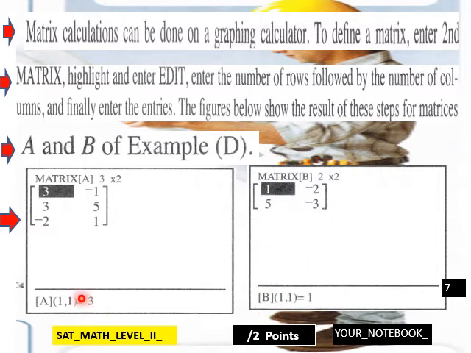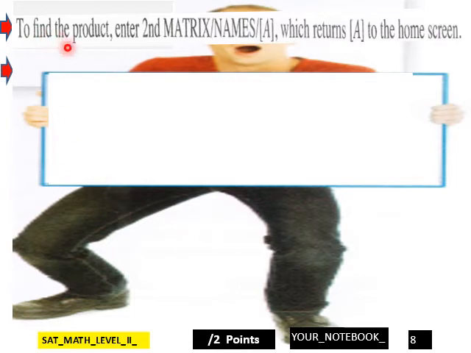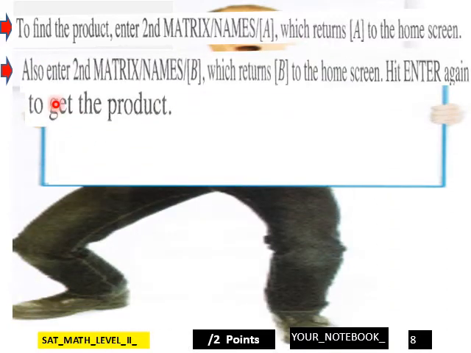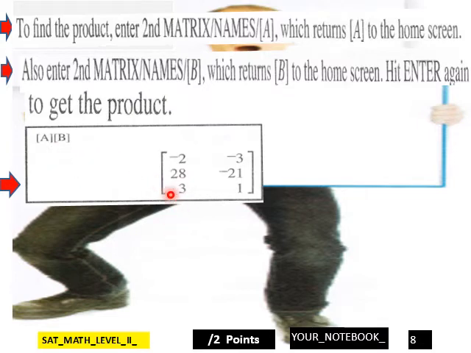So 1, 1, this is 1, 1 here. To find a product, enter the matrix menu and select name A, which returns A to the home screen. Also select name B, which returns B to the home screen. Hit enter again to get the product. And then here's your product: negative 2, negative 3, 28, negative 21, 3, and 1.